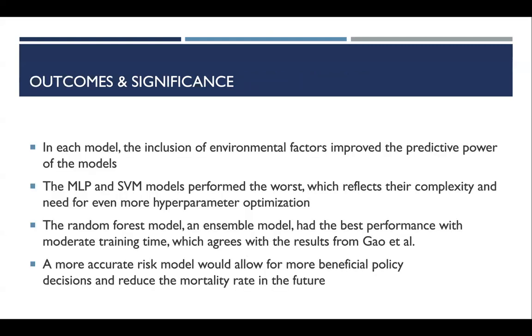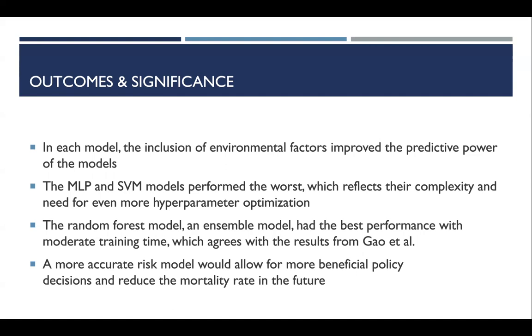So just to conclude the outcomes and significance for our project: for each model, the inclusion of environmental factors improves the predictive power of the models compared to when you just train the models with population data only. And again, the MLP and SVM models performed the worst among the five. We think this reflects their complexity and the need for more optimization.